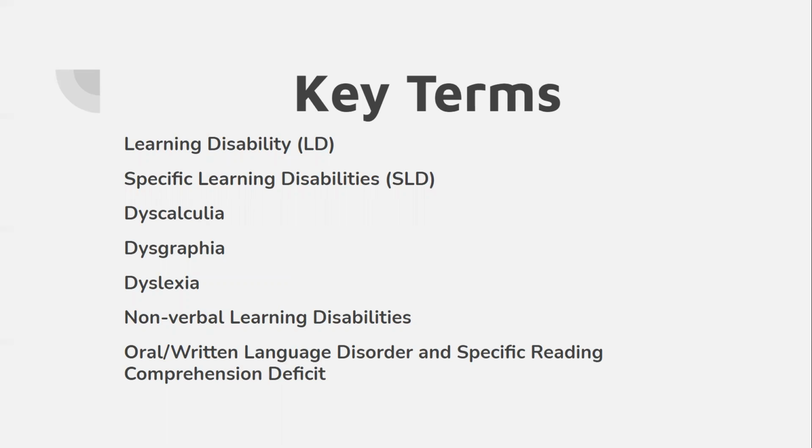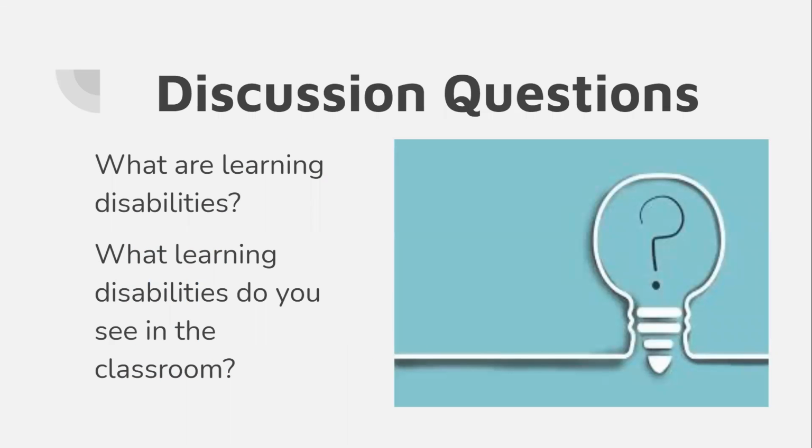Some key terms that we're going to see during this module include learning disability, specific learning disabilities, dyscalculia, dysgraphia, dyslexia, nonverbal learning disabilities, and oral or written language disorder and specific reading comprehension deficit. We are going to start by backtracking just a little bit and thinking about what are learning disabilities? What learning disabilities do you see in the classroom?